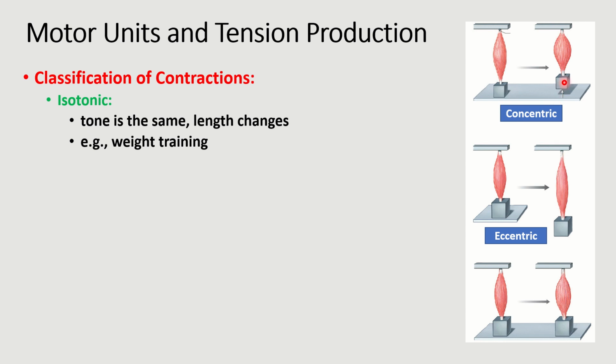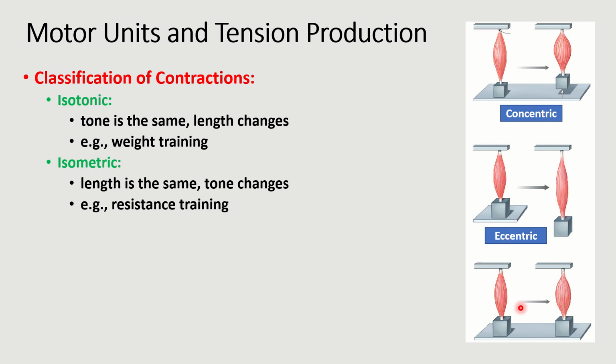So here the muscle can overcome the weight, and here the muscle cannot overcome the weight, and this is why it lengthens. Both of them are isotonic. And isometric means the length of the muscle stays the same, but the tone of the muscle changes. For example, this is for resistance training, like pushing against a wall, or doing push-ups and things like that. So that changes the tone of the muscle. You can push more or less.